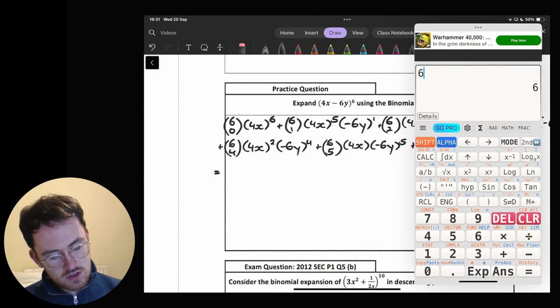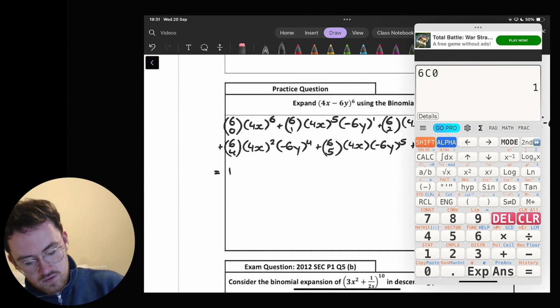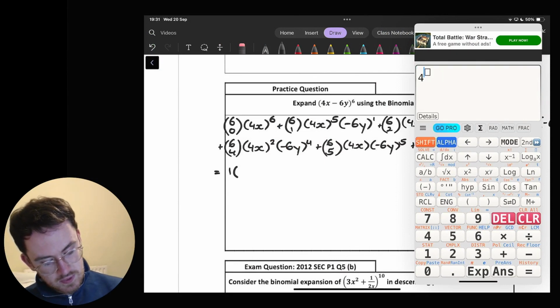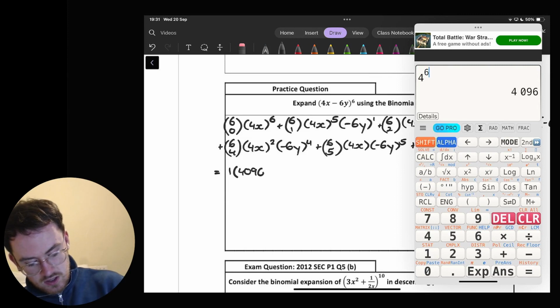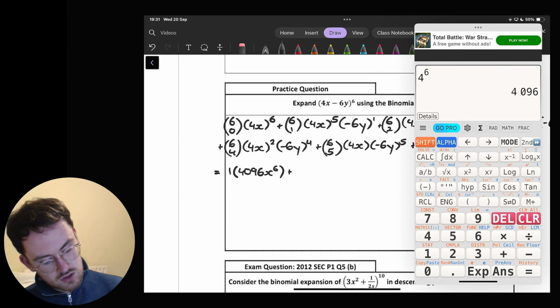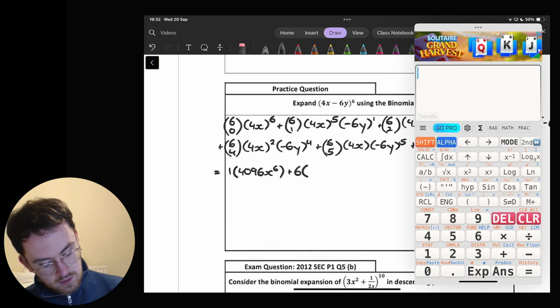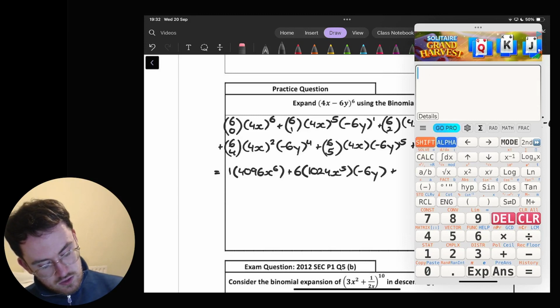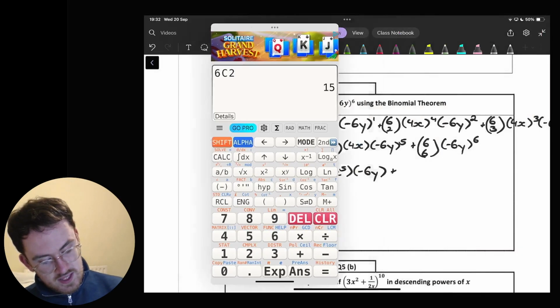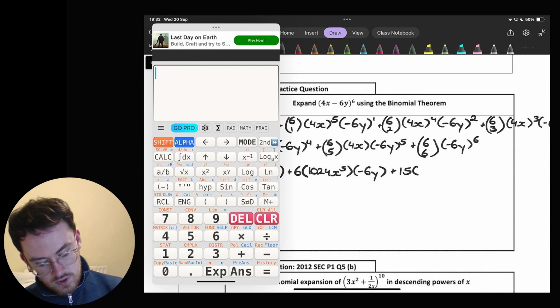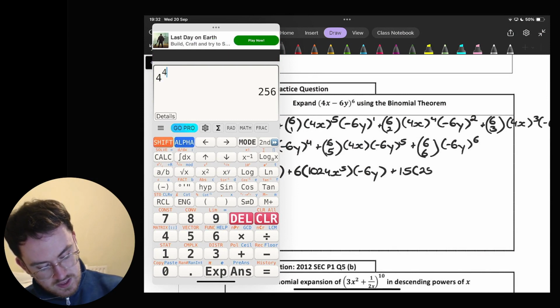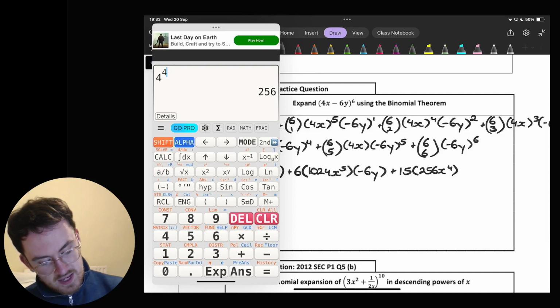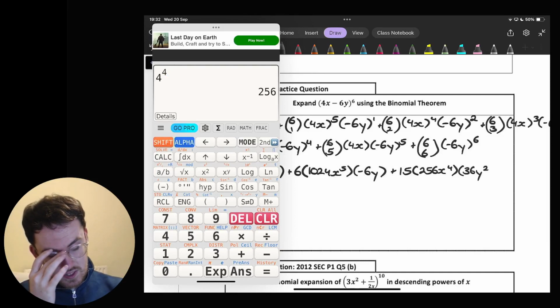Okay, so 6 choose 0 gives me a value of 1. 4 to the power of 6 is going to be 4096. 6 choose 1 is going to give me 6. 4 to the power of 5 is going to give me 1024 x to the power of 5, and that's going to be my minus 6y. 6 choose 2 is 15. 4 to the power of 4 is 256 x to the power of 4, and then my minus 6y squared is of course 36y squared.